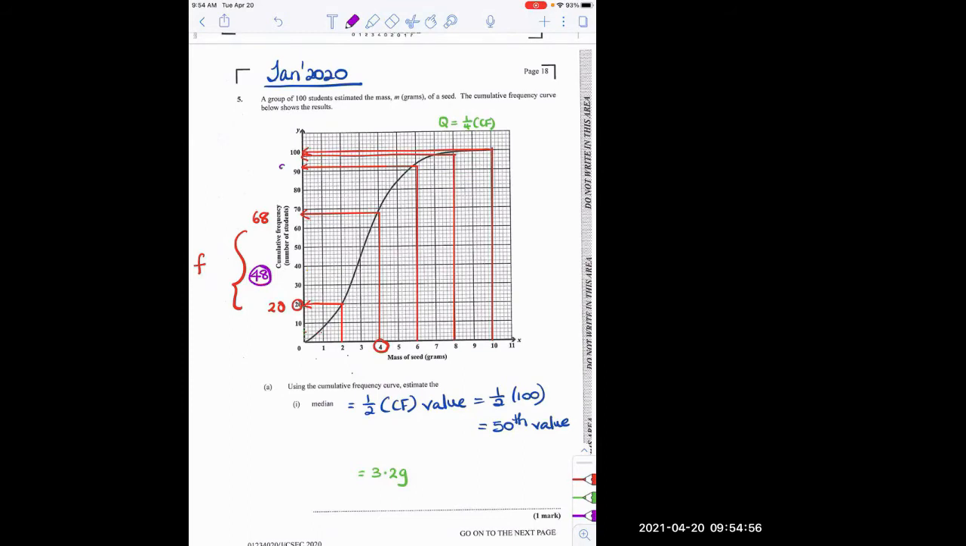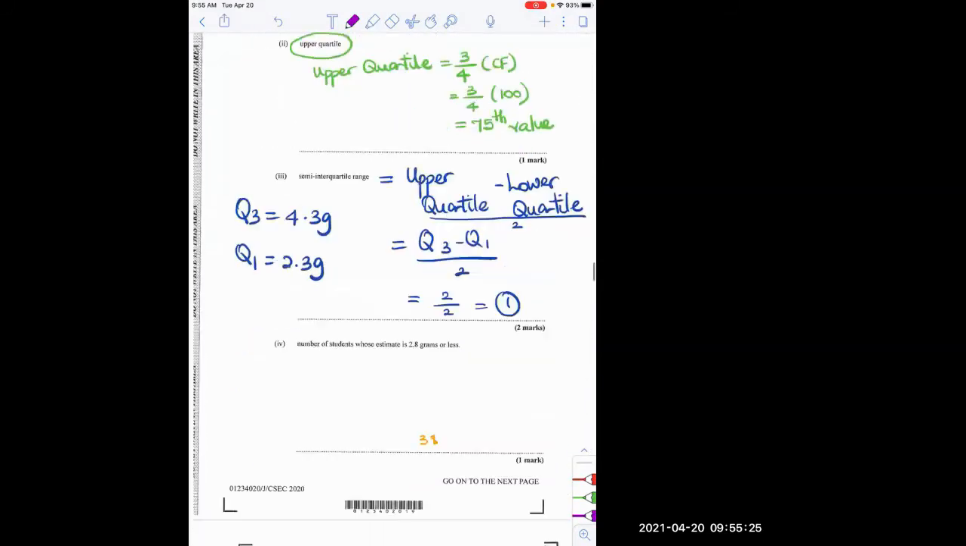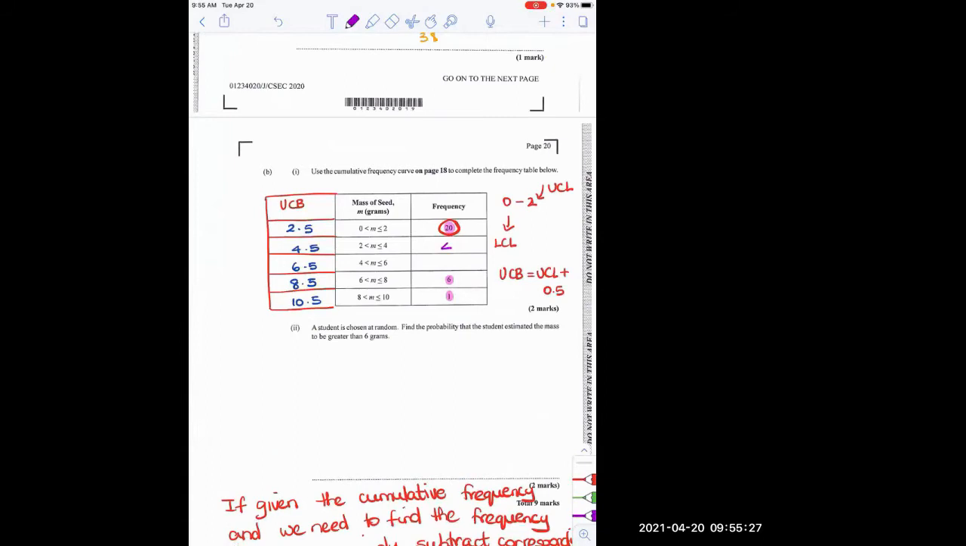This value here is 92. This value is 68. The difference here would be the frequency. Find that. 24. Anybody could confirm Hannah's answer? Yes, miss. Okay, 24. So let's go back to the graph here. So here we have 48.